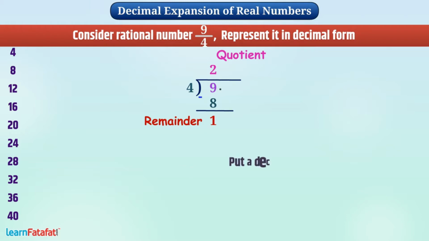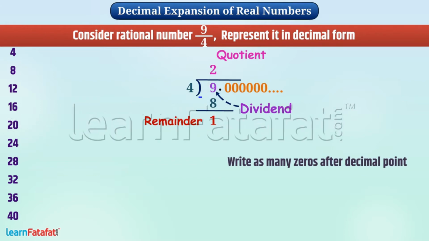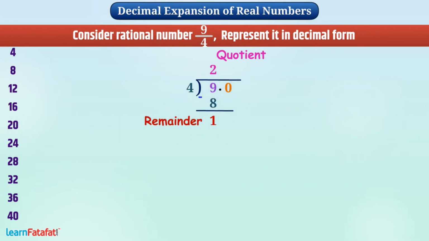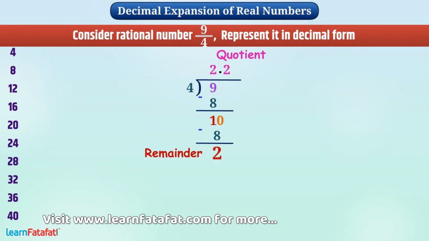Here we put a decimal point after dividend. We can write as many zeros after decimal point as we want. So, we write a 0 after it. Bring down this 0 so the remainder becomes 10. In quotient as well, we write decimal point. Now we divide 10 by 4. So quotient is 2 and remainder is also 2.